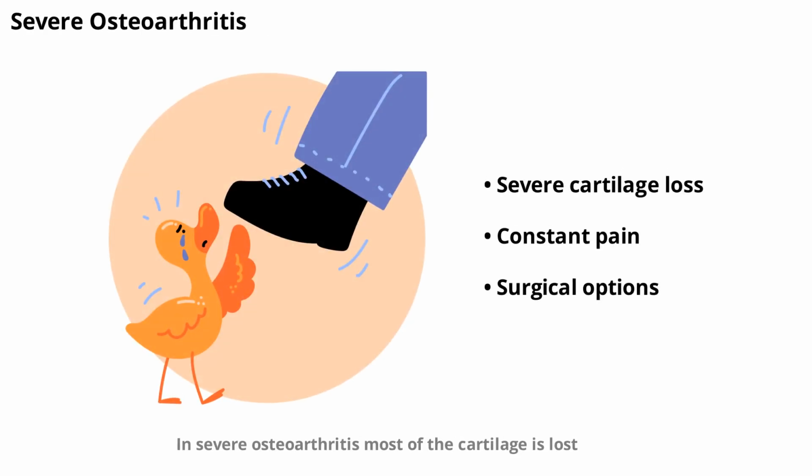In severe osteoarthritis, most of the cartilage is lost, and bone-on-bone contact is common. Pain is often constant and can be disabling. Joint deformity, instability, and significant loss of function are typical. At this stage, surgical options such as joint replacement may be considered to restore mobility and relieve pain.